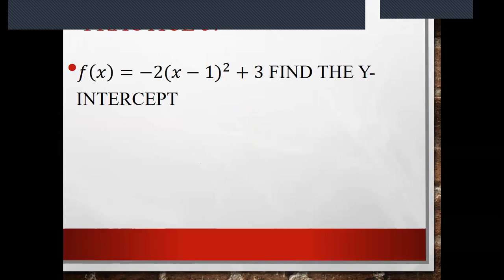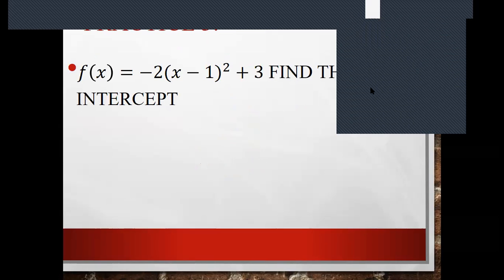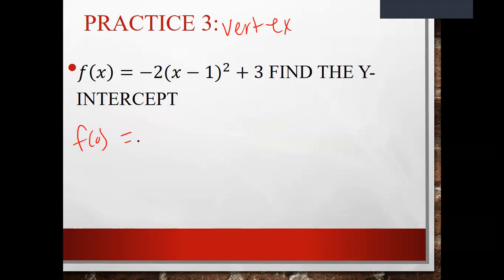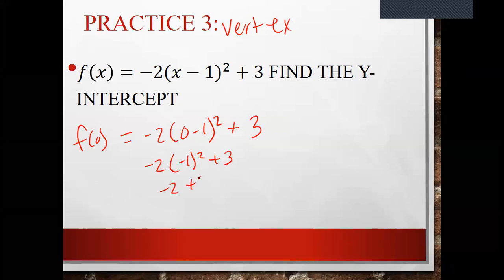Okay. Vertex form has a little extra work to do. So in vertex form, we actually have to plug in f of 0. So we have -2 times (0 minus 1) squared plus 3. Then we evaluate. That gives us -2 times (-1) squared plus 3, which is -2 plus 3. And what's -2 plus 3? 1. So my y-intercept is at (0, 1).